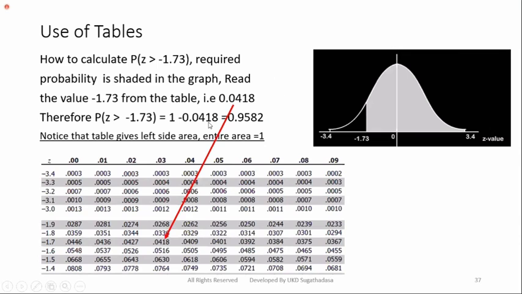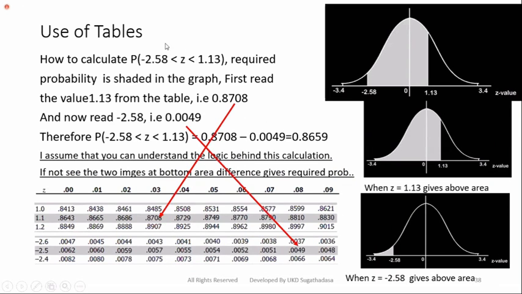Another example: the probability of greater than minus 1.73. So the big area now, because minus 1 is on this side, and greater than is the right hand side. The table for minus 1.73 gives the left hand area again. If you want the right hand side area, 1 minus again. 1 minus, what is the value for minus 1.73? It is 0.0418. 1 minus 0.0418, the shaded area is 0.9582. The big area is 0.9582.